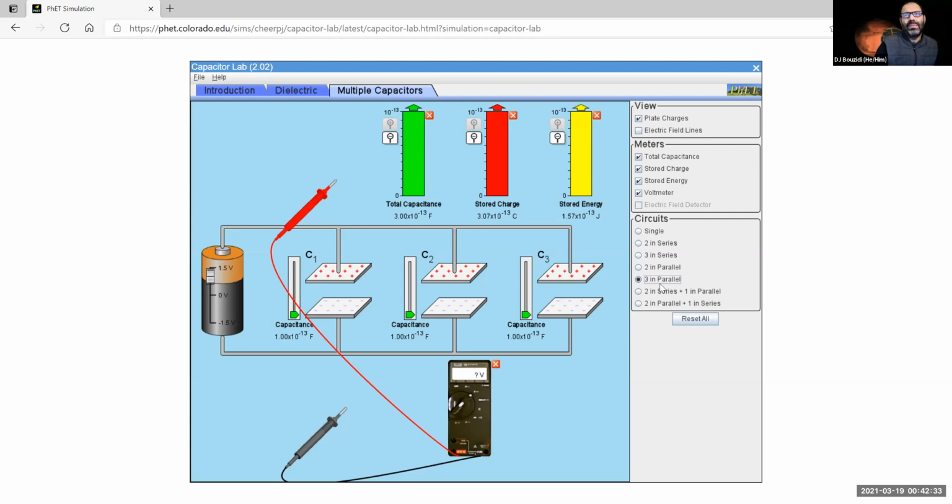Again, you're going to be doing 3 now. So we have the total capacitance, the total charge. Let's put this one back to 1.5, okay? Now, the capacitance in here is supposed to be twice as much.